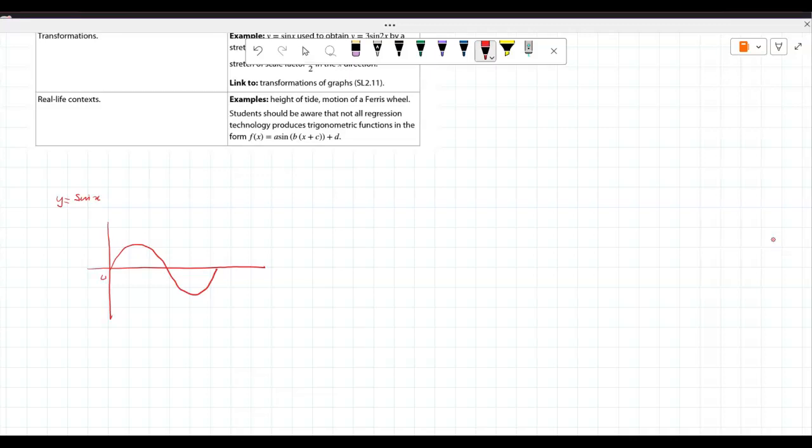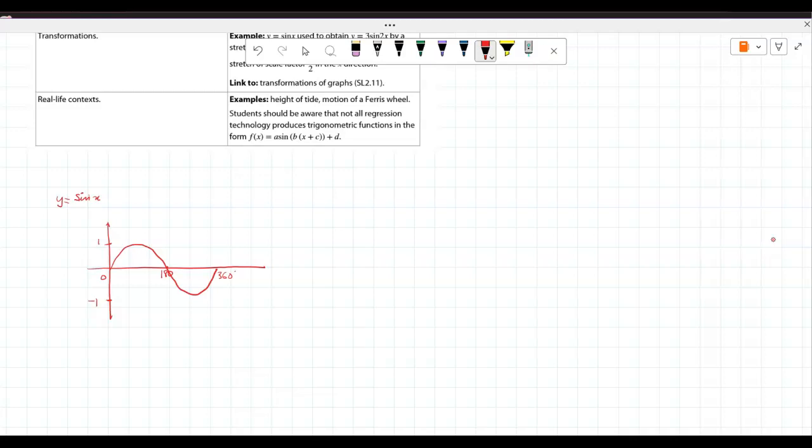So this is 0, 360, one cycle. One crest and one trough is one cycle. 180, 1, minus 1. So this is your parent graph. Y is equal to sin x. So there's no multiple, very pure sin x graph.